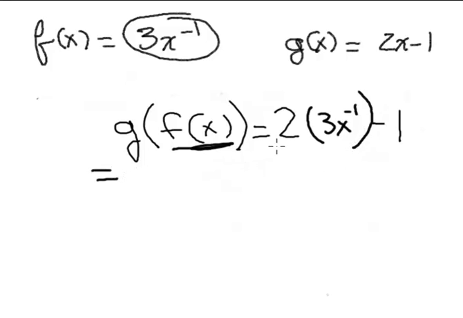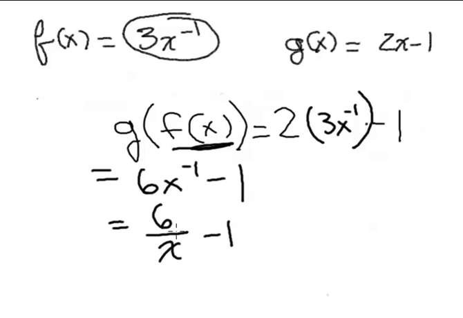Now I simplify. I can always multiply coefficients together, so 2 times 3x to the negative 1 is 6x to the negative 1, minus 1. Now remember, this negative 1 exponent means this x really belongs in the denominator, and it becomes 6 over x, minus 1. Okay, so now let's try another one.